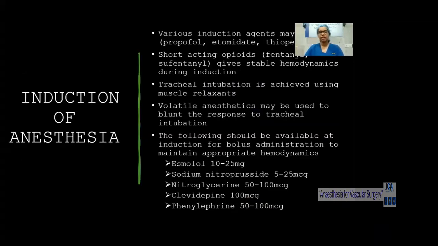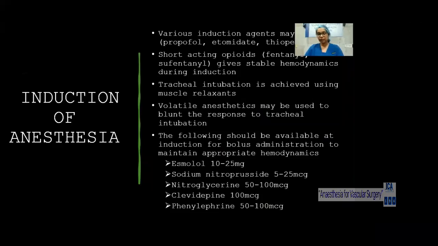Induction of anesthesia is done using the various induction agents like propofol or etomidate in titrated doses. Short-acting opioids like fentanyl and sufentanil give stable hemodynamics during induction. Tracheal intubation is achieved using muscle relaxants. Volatile anesthetics may be used to blunt the response to tracheal intubation.